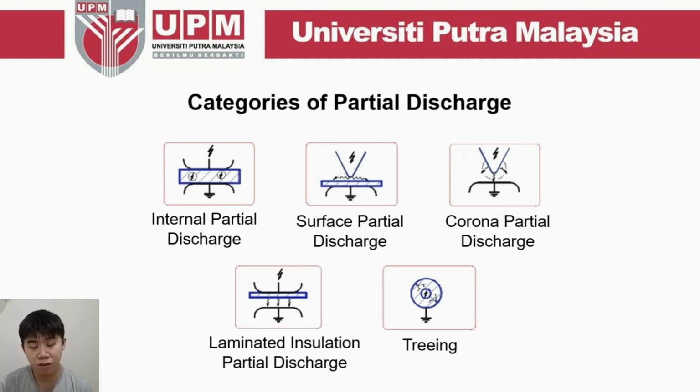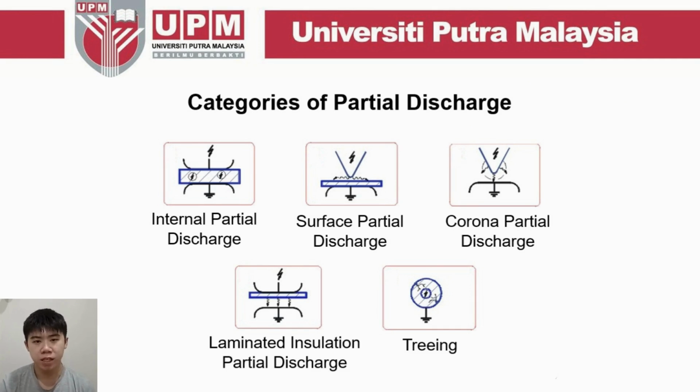The second is the surface partial discharge. The surface partial discharge occurs at the insulation surface where the electric field is non-uniform. The third one is the corona partial discharge. Corona partial discharge occurs in gases such as air when the electric field around sharp edges and electrodes is very high. And the fourth is the laminated insulation partial discharge. This type of partial discharge occurs in layered insulation such as paper insulation. The uneven voltage distribution between layers creates high electric stress.